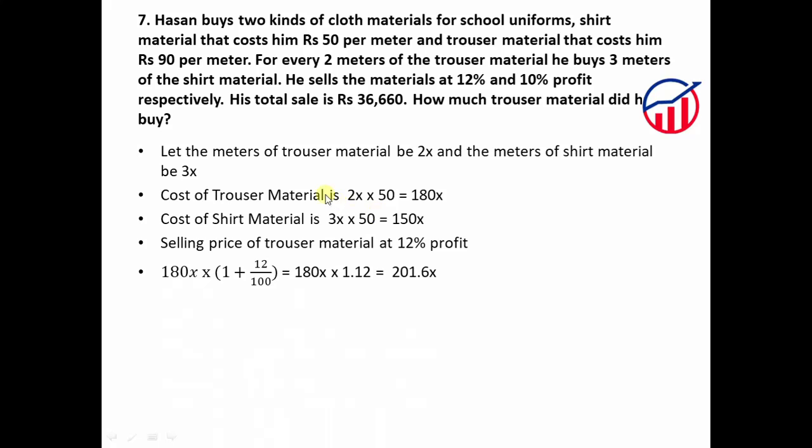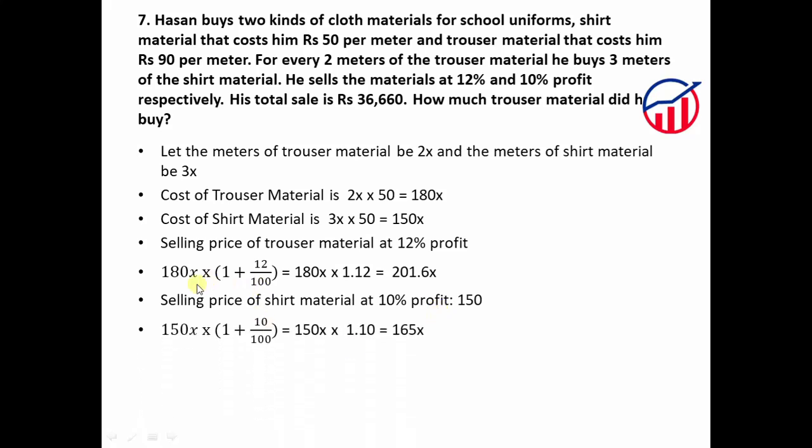So selling price of the trouser material is at 12% profit. And so how are you going to put it? What is the cost of this trouser material? 180x. So 180x into 12% profit. How you are going to put it as 1 plus 12 upon 100. So this is what, 1 plus 12 upon 100 is 1.12. So 180x into 1.12, which is 201.6x. Now selling price of the shirt material at 10% profit.